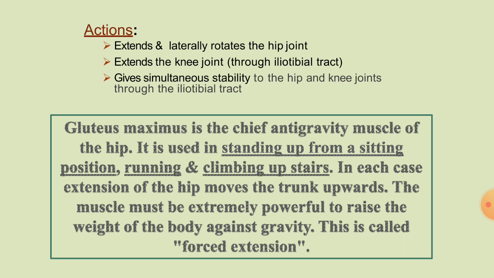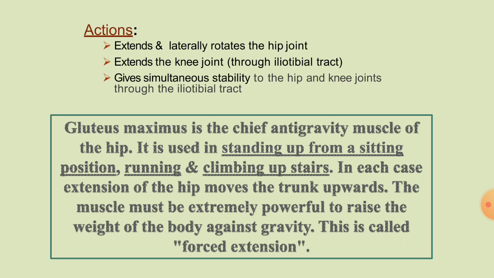Now the action. It extends and laterally rotates the hip joint. It extends the knee joint through the iliotibial tract. It gives simultaneous stability to the hip and knee joints through the iliotibial tract. Gluteus maximus is the chief anti-gravity muscle of the hip. It is used in standing up from a sitting position, running, and climbing upstairs.